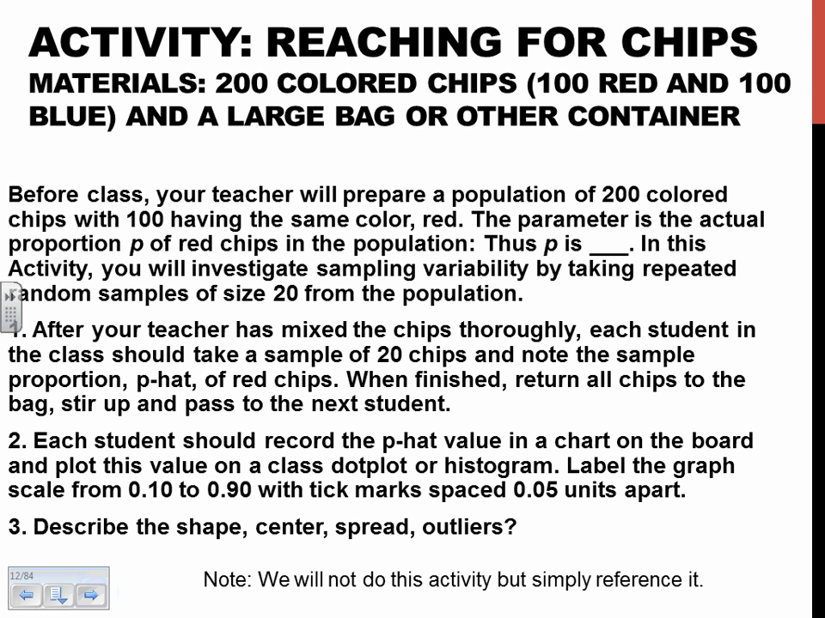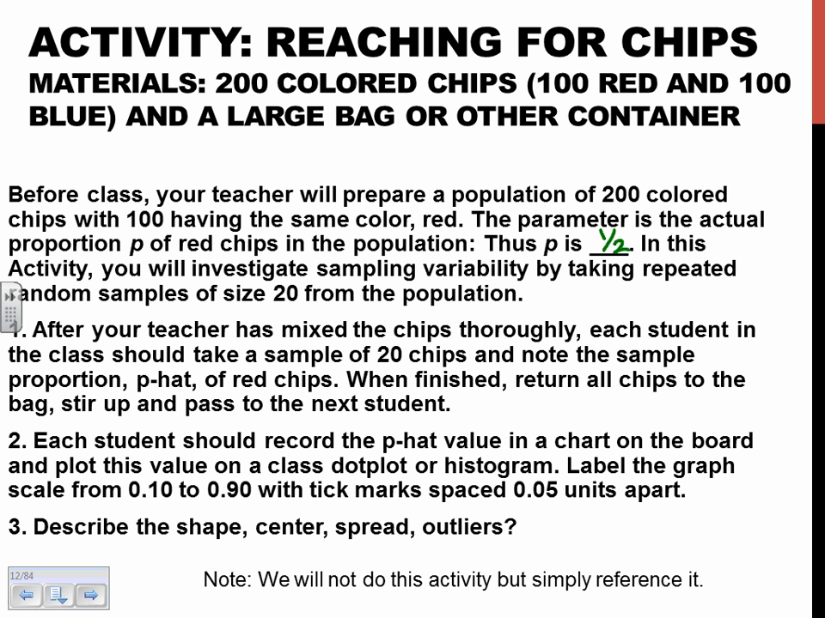So just a little activity if you want to kind of think about this. Let's say that you are here with me right now and I have 200 colored chips, 100 having the same color, red. Okay. The parameter is the actual proportion of red chips in the population. So if there were 100 out of the 200, then this P is going to be what? 1/2. Or you could say 0.5.